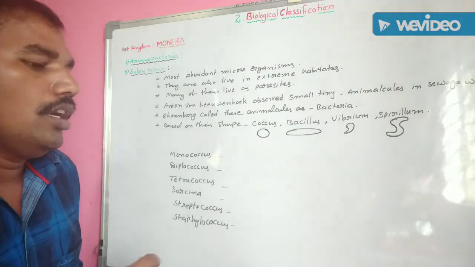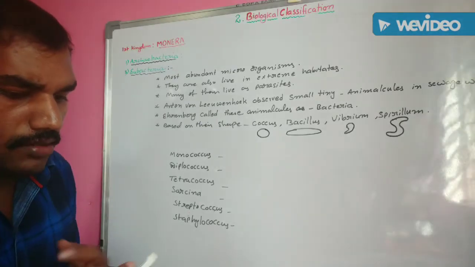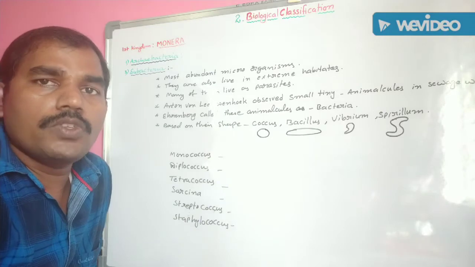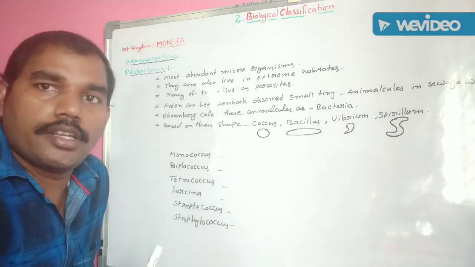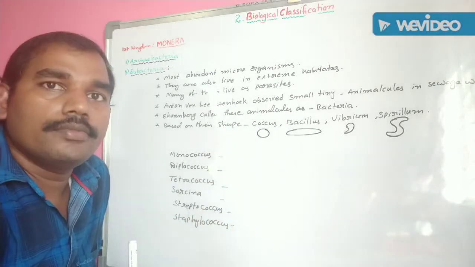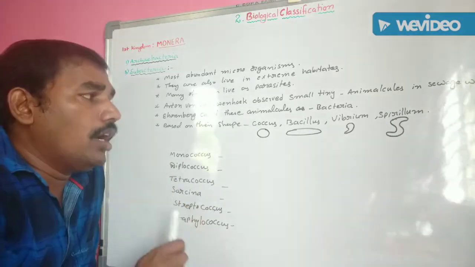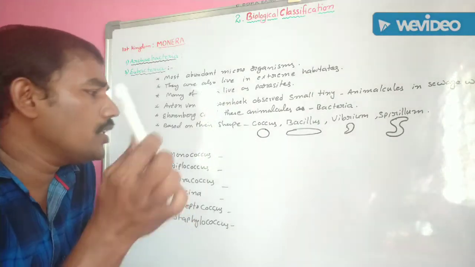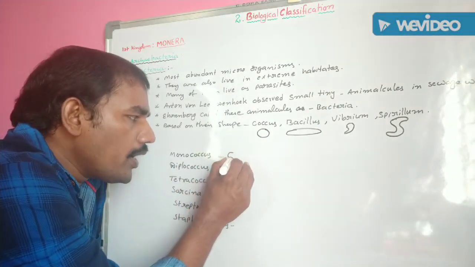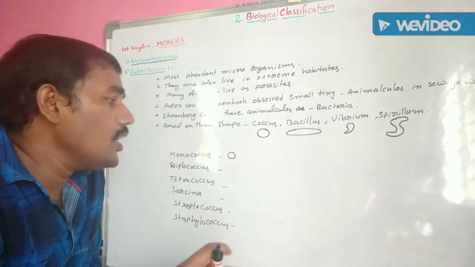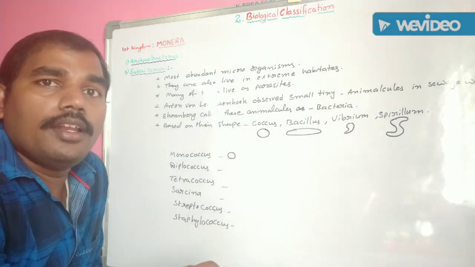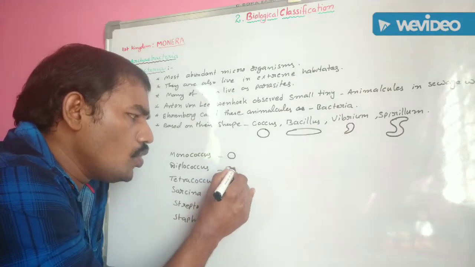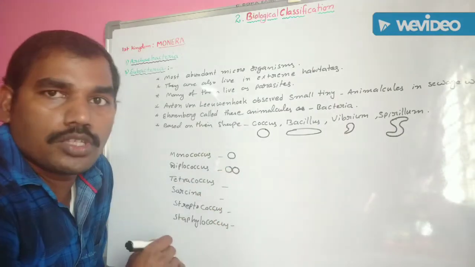Cocci are the round-shaped spherical bacteria. These are non-motile bacteria. This means flagellae are absent in these cocci bacteria. On the basis of their number, these cocci bacteria are categorized into different types. What are they? First one is monococcus. Only a single spherical non-motile bacterium. Diplococcus. This means 2 spherical bacteria are associated.